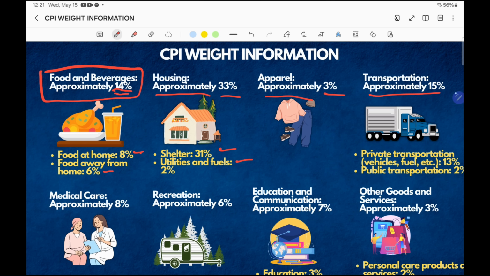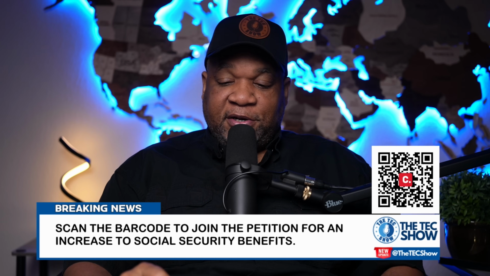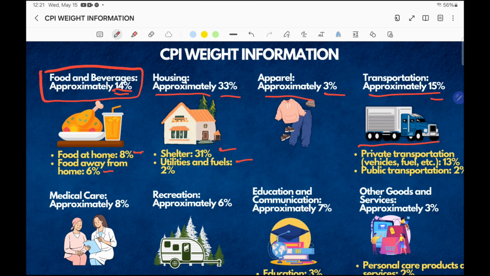Okay, transportation. Transportation is 15%. So that's a large chunk, 15%. Why is this important? It's not just important for the trucks here. You know, I have the trucks bringing products to grocery stores and things like that. But also for private transportation, vehicles, fuel, etc., 13%. And then public transportation, 2%.